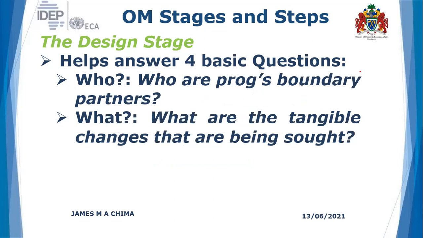The third question is who? Who are the program's boundary partners? In other words, who are the focal stakeholders for this initiative, for this program? And finally, what are the tangible changes that are being sought in rolling out this intervention? So these questions have to be very clear at the design stage.